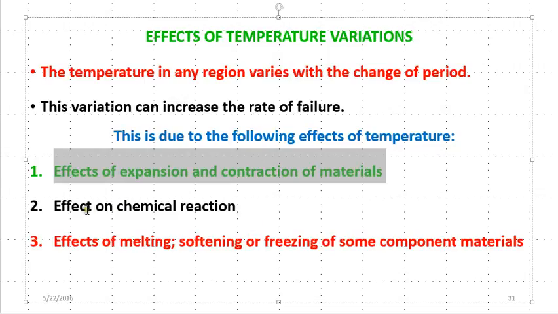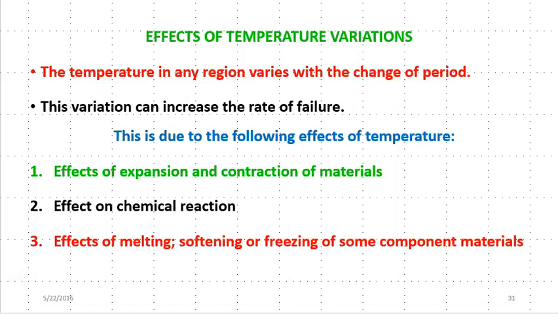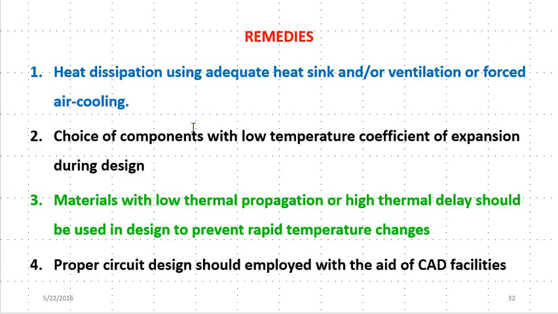And also there is a chemical reaction effect. We know chemical reactions do change with what? Temperature. There are some that absorb heat and some that produce heat, endothermic and exothermic reactions. And of course, the effect of temperature change can cause melting of some devices, softening, or freezing of some devices. And all this melting, softening, freezing have negative effects on the quality and the performance of any electronic or electrical device that is affected.